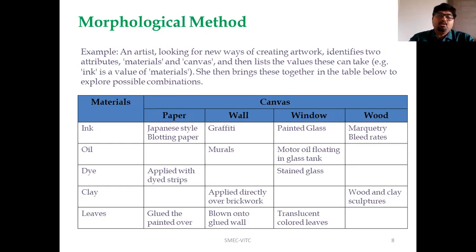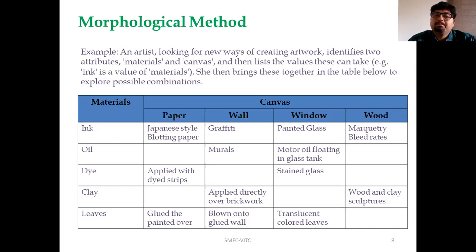And if you want to go for change of material to oil, what are the possibilities of making? Oil, we cannot make out on the paper. We need to go for wall. So possibilities: murals, window, motor oil floating in glass tank, and dye possible on paper and possible on windows. So applied with dyed strips, stained glass. Clay could be done on wall and also on wood, applied directly over brickwork or wood and clay sculptures.